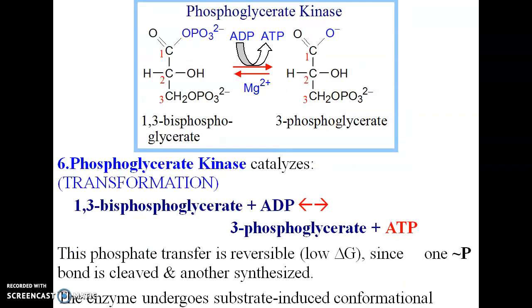Next, the transformation: 1,3-diphosphoglycerate will be converted into 3-phosphoglycerate. Here also ATP will be formed in the presence of ADP, with the help of phosphoglycerate kinase and the magnesium ion. Here 1 ATP molecule will be generated.